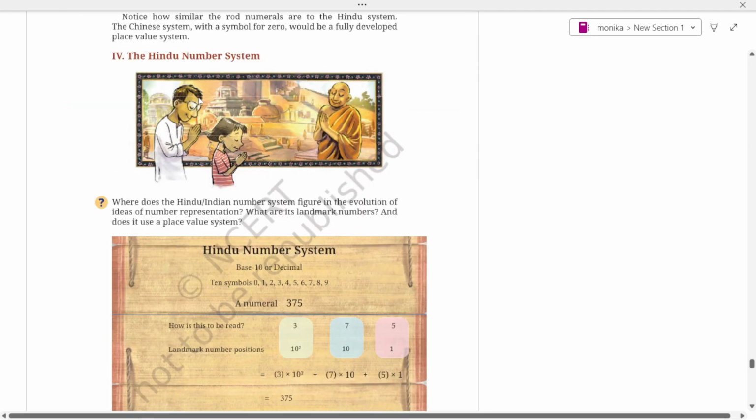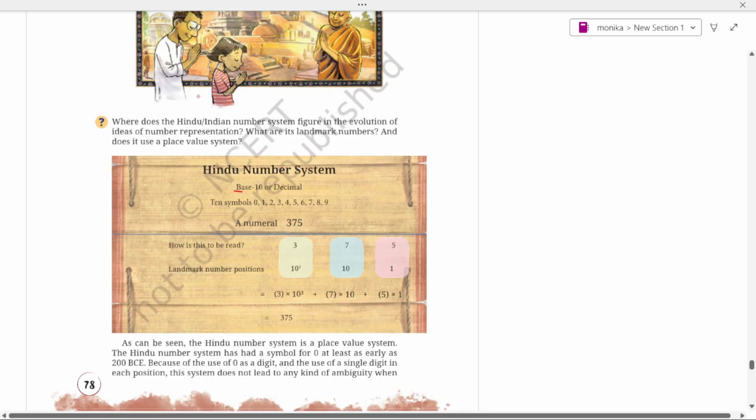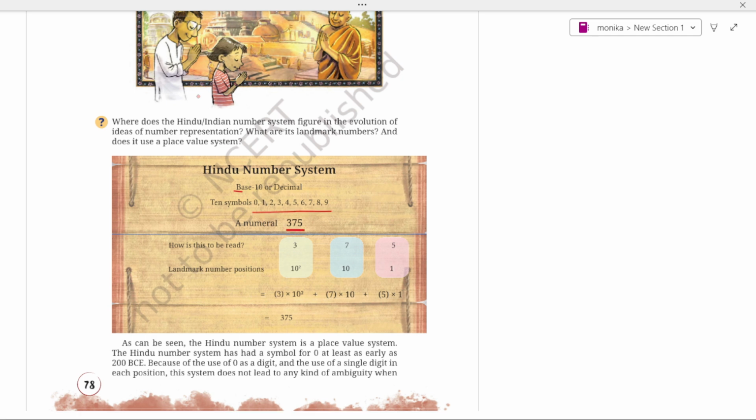Now they are introducing the Hindu numerals. The Hindu numeral system you are already aware of. It is a base 10 system and the symbols here are 0 to 9. Right? As you want to represent the numeral 375, how do we read it? 375, where 3 represents the hundreds place, 7 represents the tens place, and 5 represents the units place. You know how to expand it and you will get the answer. This is what we call the Hindu number system.